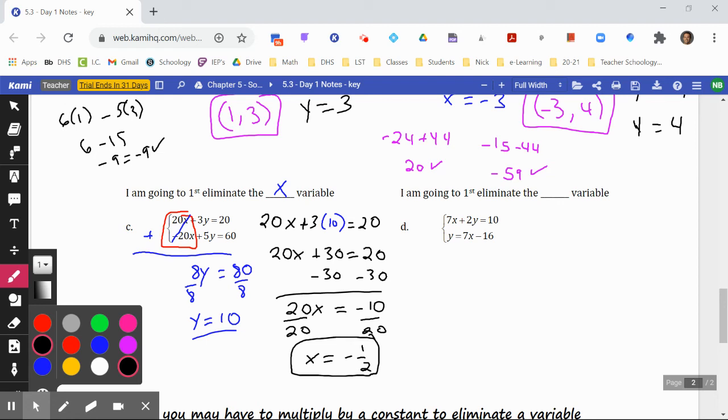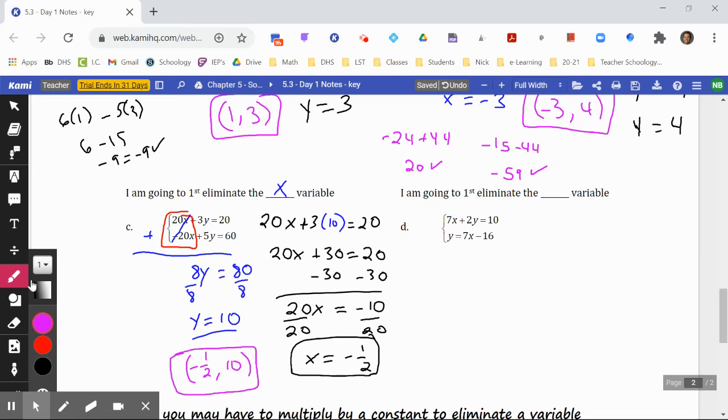All right, so we get negative 1/2 for x. y is 10. So therefore my solution is negative 1/2 comma 10. We might not always get whole integers when we're doing our system of equations, right? Sometimes we'll get fractions. All right, so again, let's just double check that our fraction answer works and makes sense here. We're going to do that by plugging it back in.